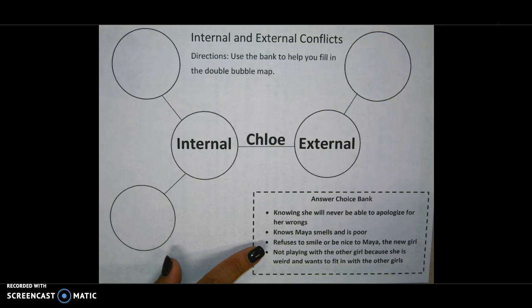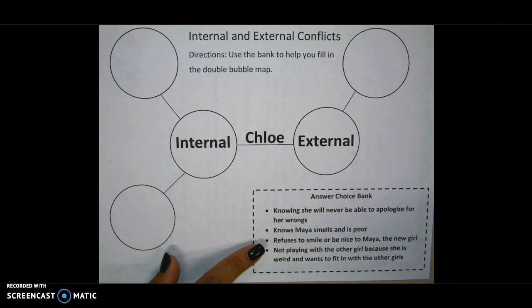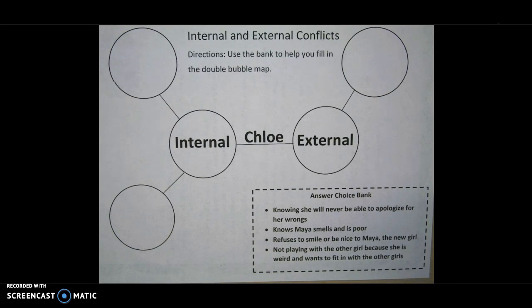Or answer choice 4. Not playing with the other girl because she is weird and wants to fit in with the other girls. Please turn in your test when you are done.